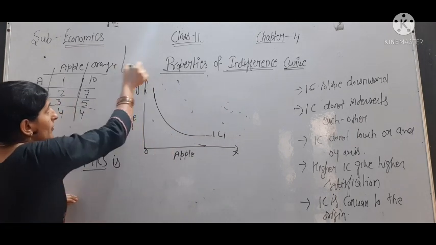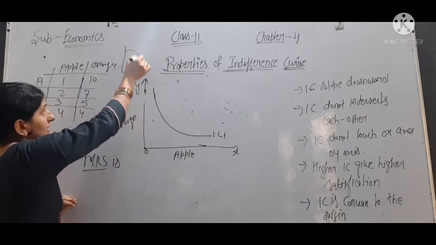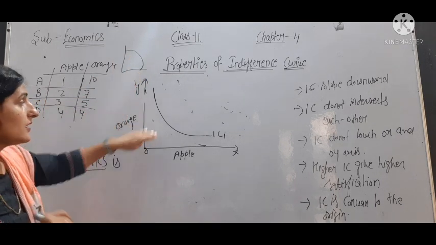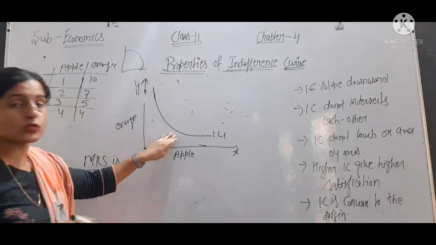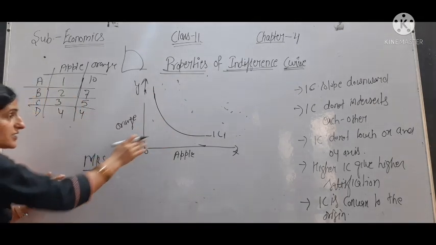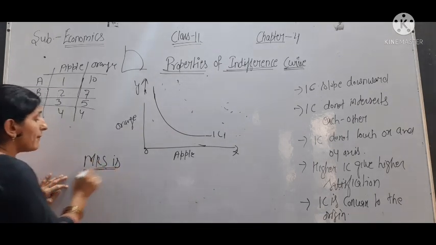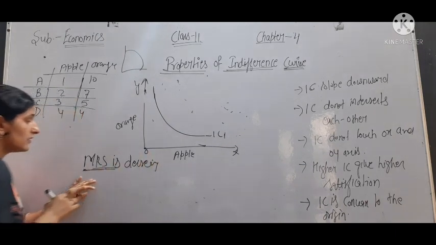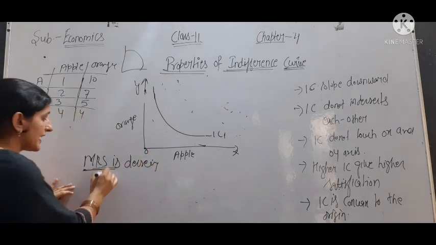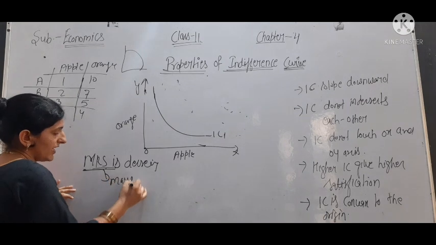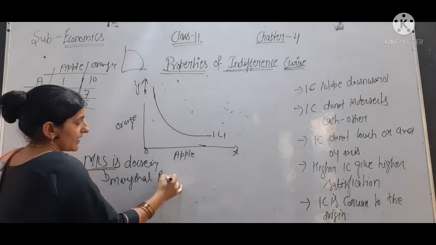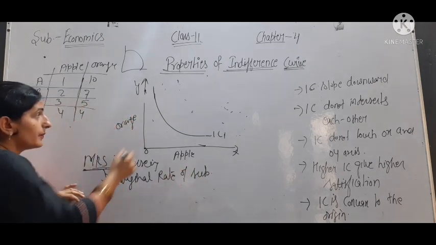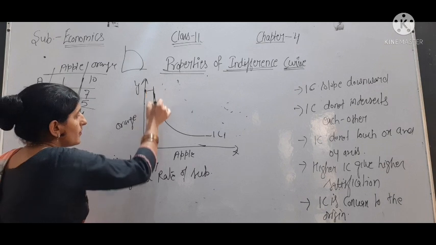Okay, we have talked about the PPC. The shape of the PPC is concave to the horizon. But here the shape of the IC is convex to the horizon. It is convex to the horizon because of MRS. MRS is decreasing. So what is MRS? It is marginal rate of substitution. Marginal rate of substitution. Okay, means to consume.